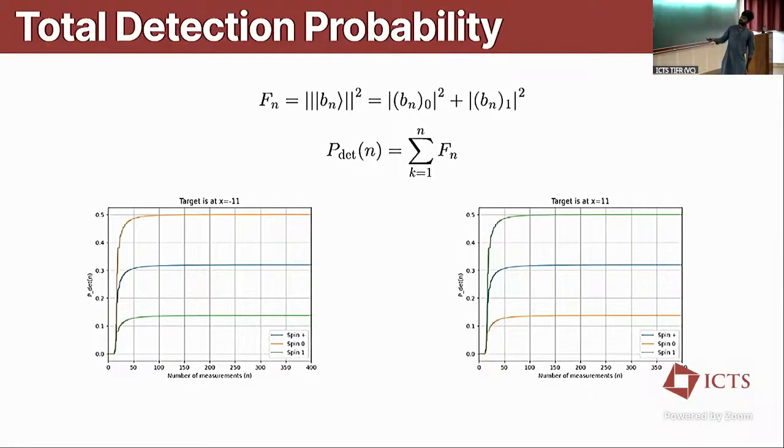When the target is on the negative side of the target line, we see that spin 0, the spin down state, performs best. And when it's the positive side, the spin up state performs the best. But there is considerable probability that the particle would never be detected at the target side, because even in the best case, it saturates around 0.5. So there's a very high probability that the particle will never be detected. So what do you do in that case?